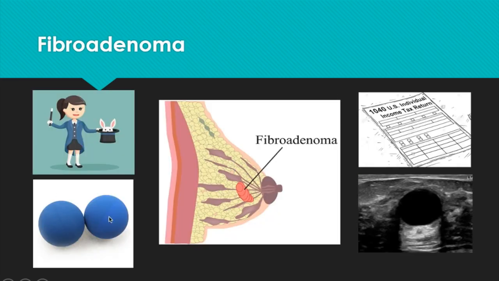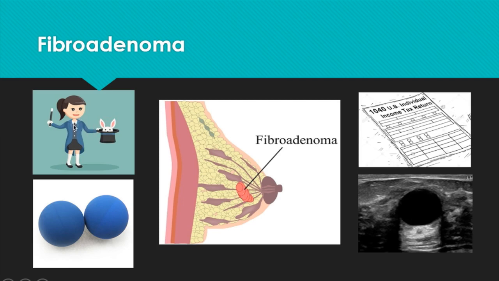Fibroadenoma is typically described as a smooth, round, mobile mass within the breast. If you were to look at it on ultrasound, you'd have this posterior acoustic enhancement. Besides being benign, they are very difficult. Even on ultrasound, you can't really differentiate it from a cyst. The only way to actually make the diagnosis is with a biopsy.